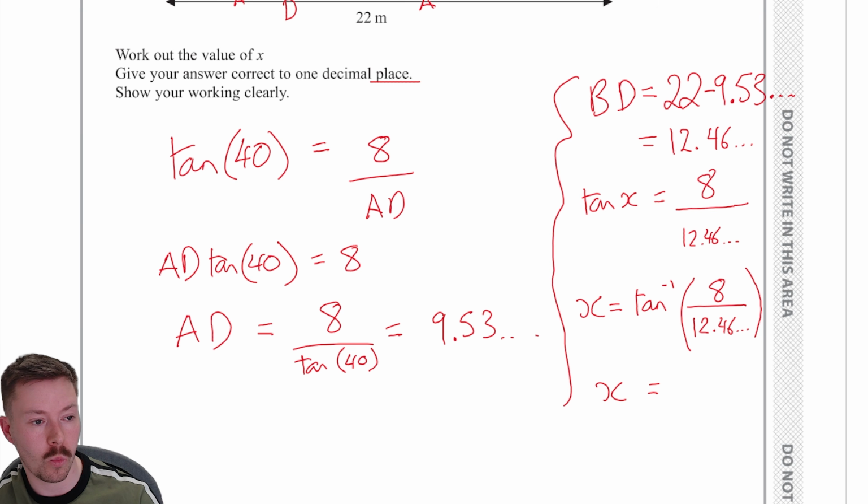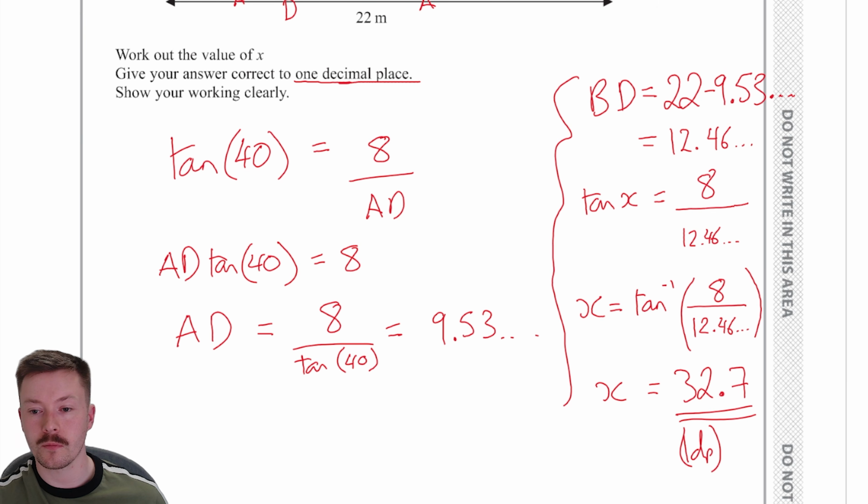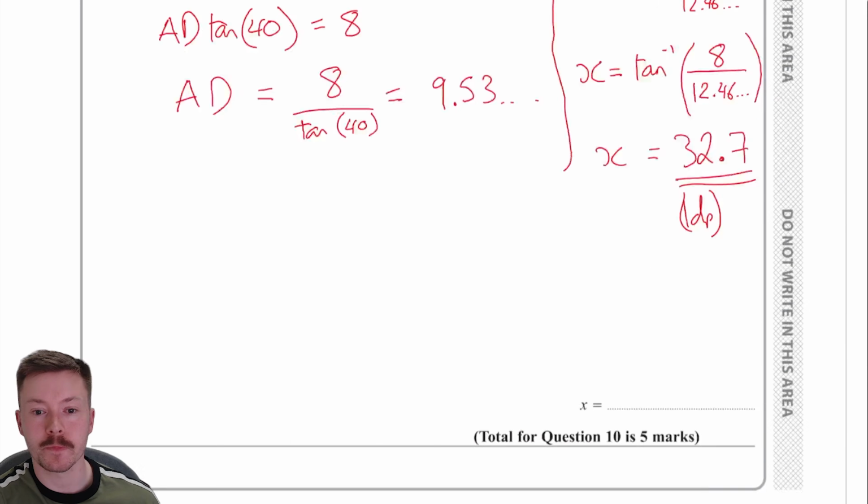32.7 to 1 decimal place, as it says in the question, 32.7. I wrote 32.7. Okay, and that is to 1 decimal place. Okay, super. Right, next question.